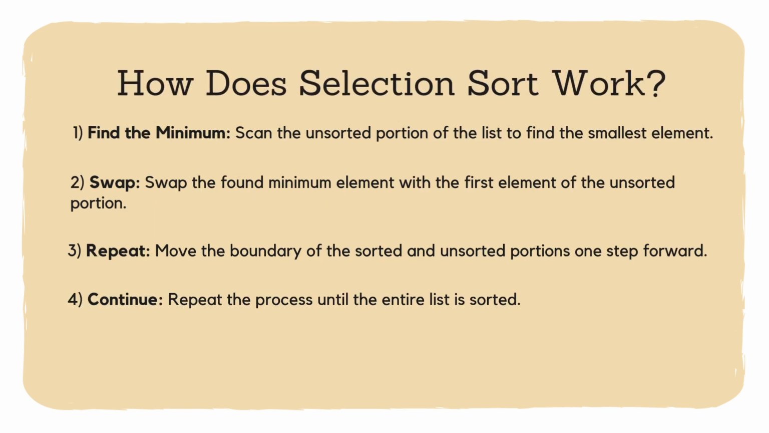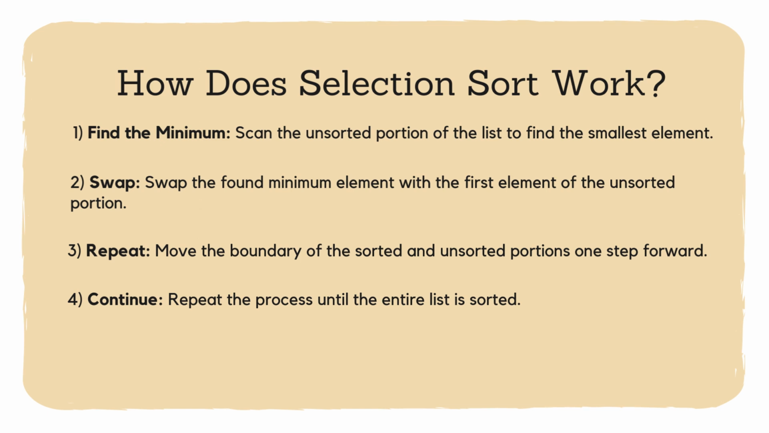The first step is to find the minimum. We look through the unsorted portion of the list to find the smallest element. The second step is we swap the element that we found with the first element of the unsorted portion. The third step is to repeat this process. We continue to look further into the sorted and unsorted portions of the list. And the fourth step is to just continue this process until our entire list is sorted.